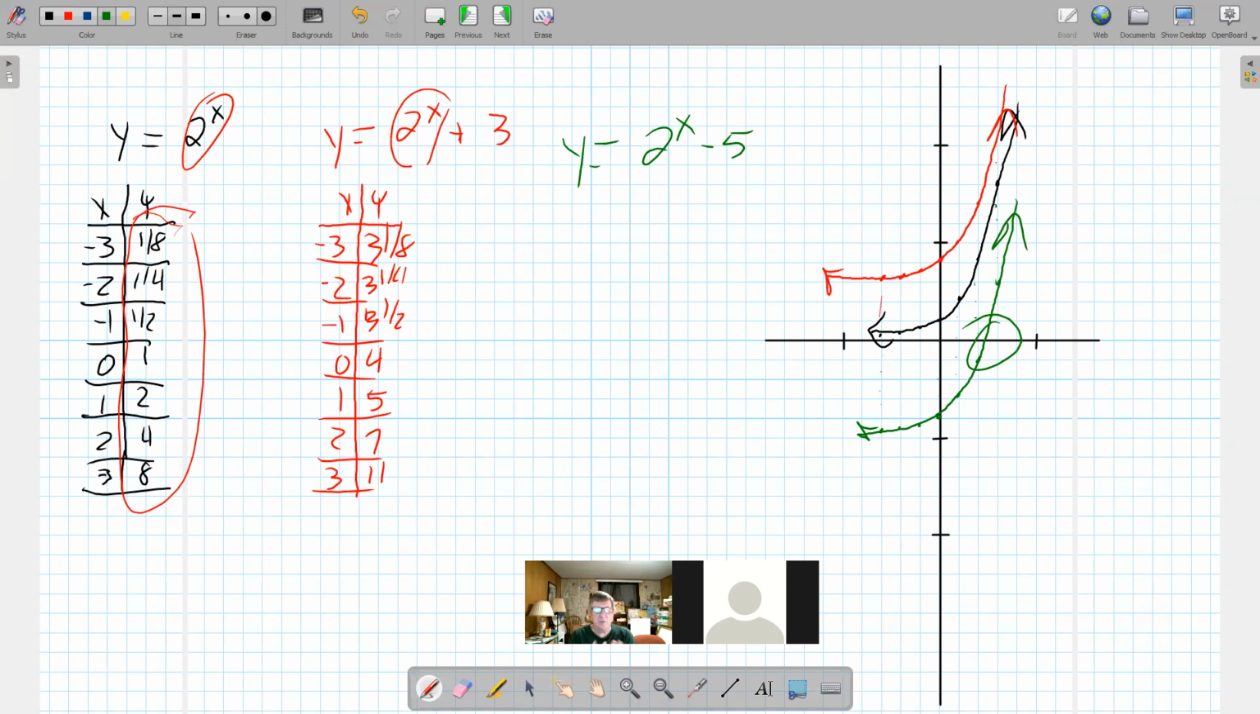So just like with parabolas, by adding a constant term out beyond the exponential term, we can move this thing up or down vertically. What about moving it side to side?